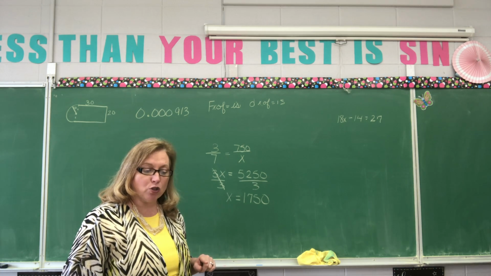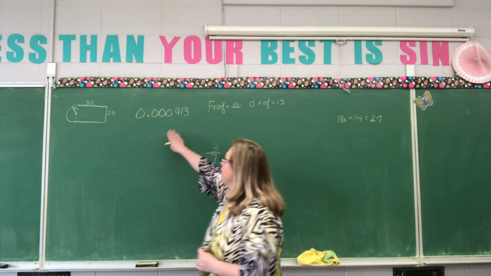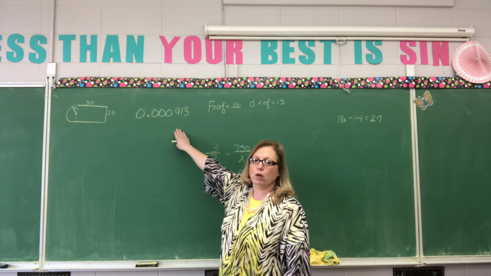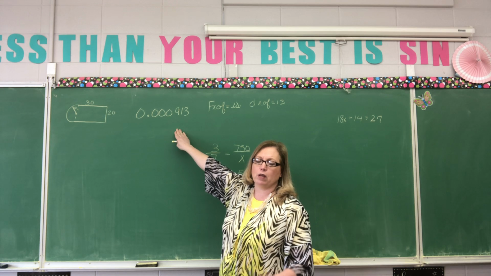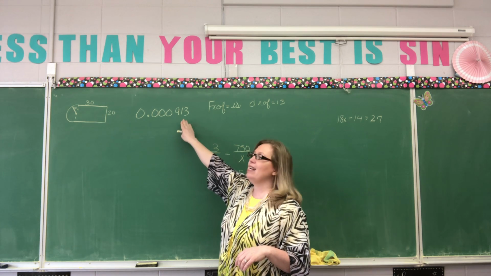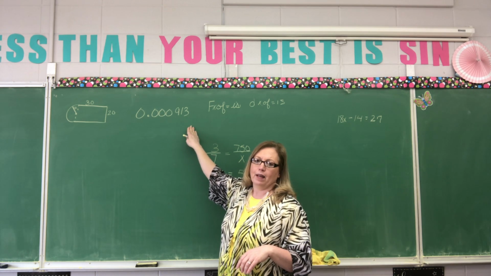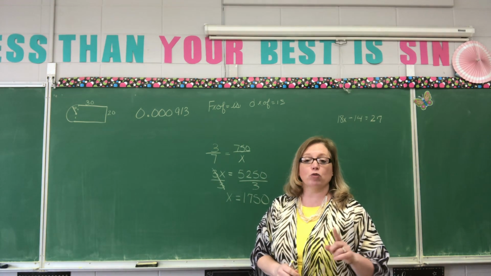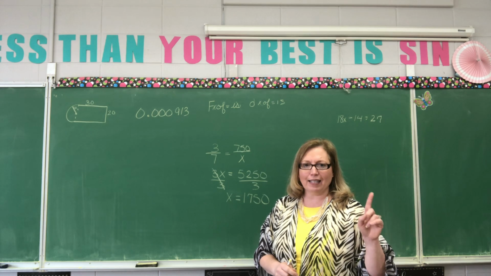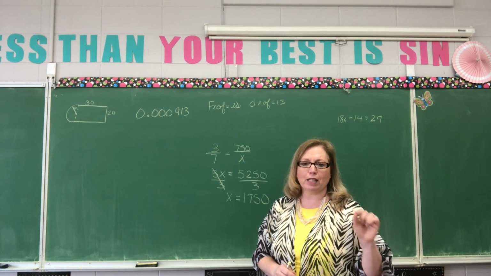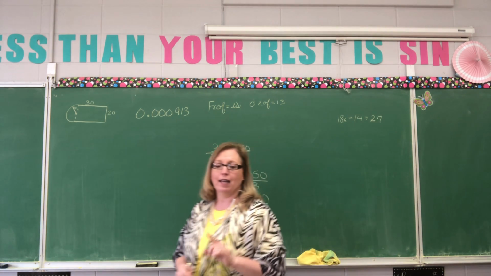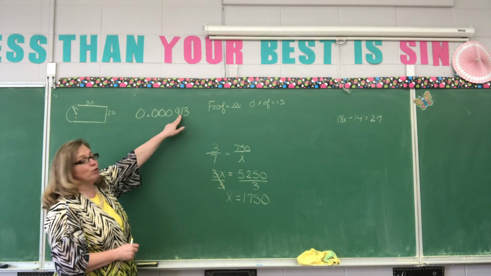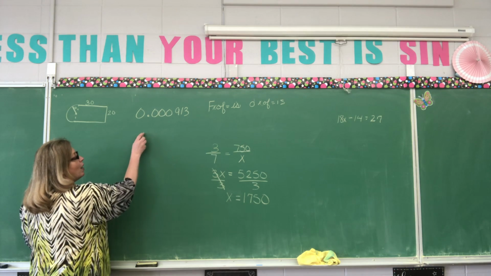The next problem I want you to look at is this one. Write this on your paper: 0.000, 3 zeros, 913. I want you to write this number in scientific notation. As you know, the first rule is that in scientific notation, the number must be between 1 and 10. In order to get this number to be between 1 and 10, I have to move my decimal point over here.